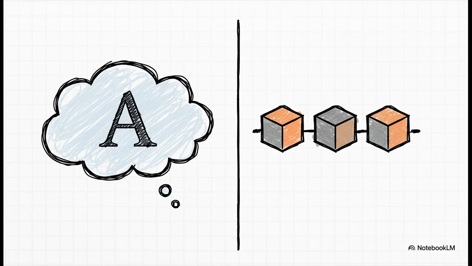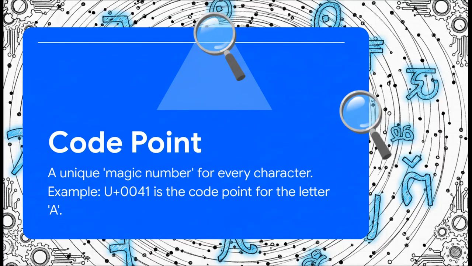It separated the idea of a character, the abstract, platonic ideal of a letter A, from the actual physical bytes you use to store it on a disk. This, right here, is the absolute key to understanding everything else. So, in this new Unicode universe, every single character from every language gets a unique number. It's called a code point. Think of it like a universal serial number.